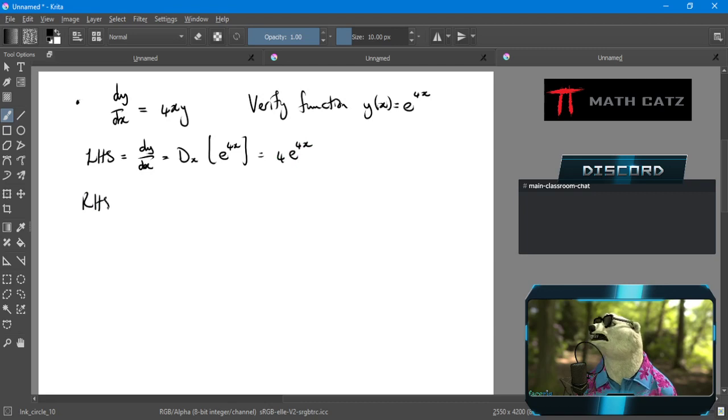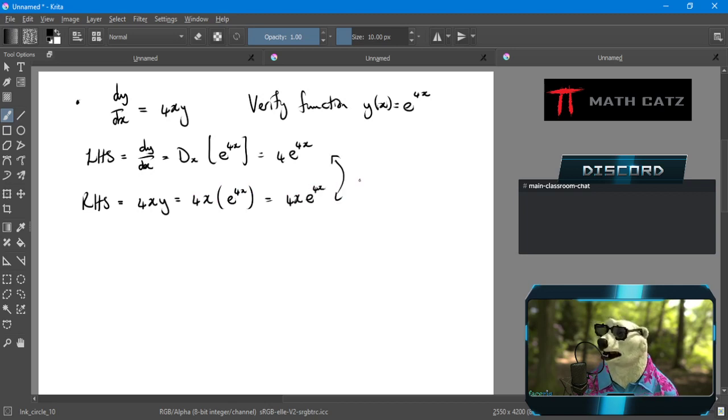Right-hand side requires that I evaluate 4xy. That means 4 times x times the proposed y. So I get 4x e to the 4x. And I see these are not the same. So my y of x function, e to the 4x, is not a solution.